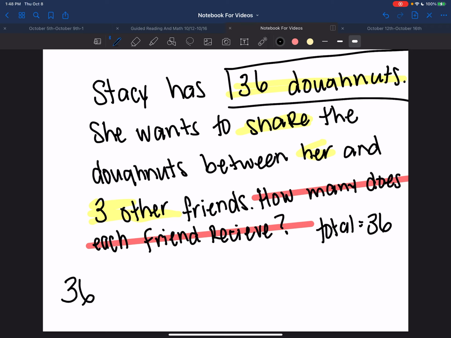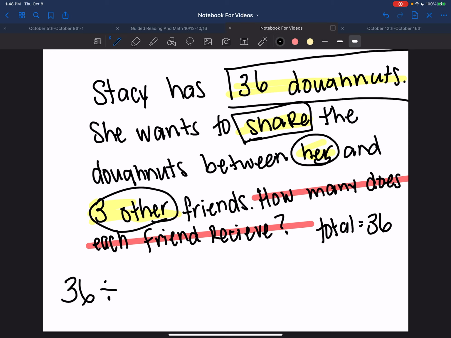We also know that Stacy wants to share, and when we are sharing, remember, think back to division, we are splitting or sharing equally. We're dividing them equally, so we know we're going to be dividing. Last but not least, she wants to share between her and 3 other friends. So 3 people plus Stacy. So that's 4 people. And then how many does each friend receive? We're looking for how many each friend receives.